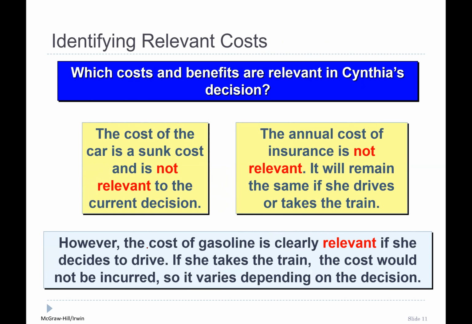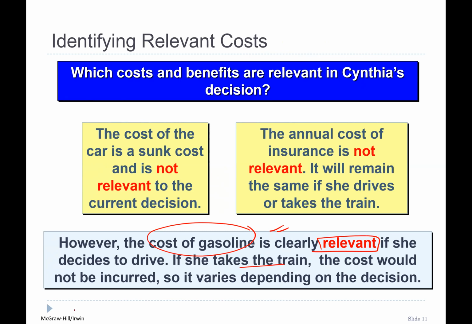So the cost of gasoline is clearly relevant. Why? The more she drives, the more she needs to pay the cost of gasoline. So if she decides to drive, it is relevant. If she takes the train, the cost would not be incurred. So it varies depending on the decision.